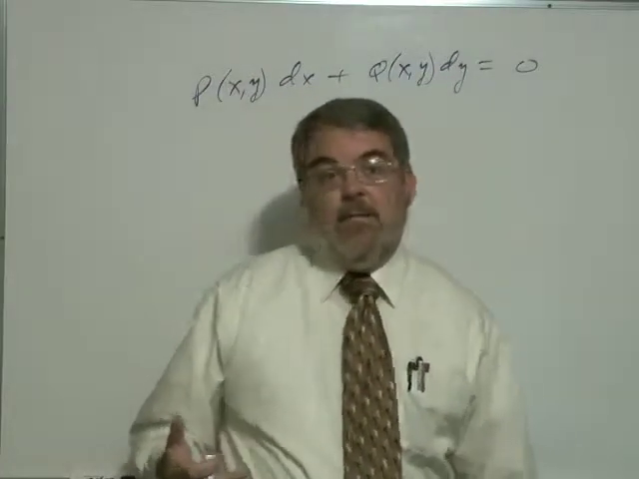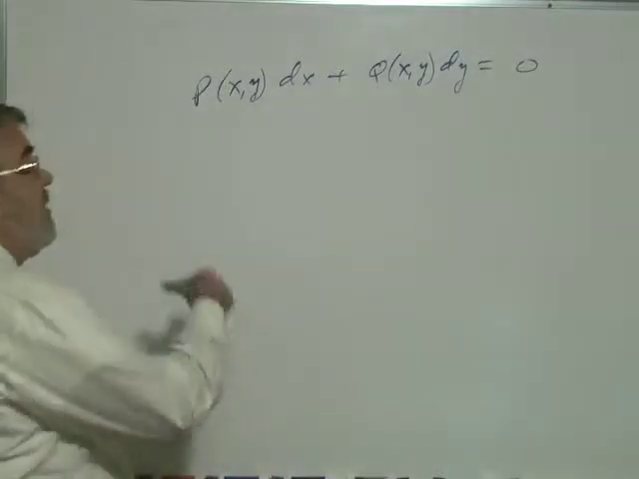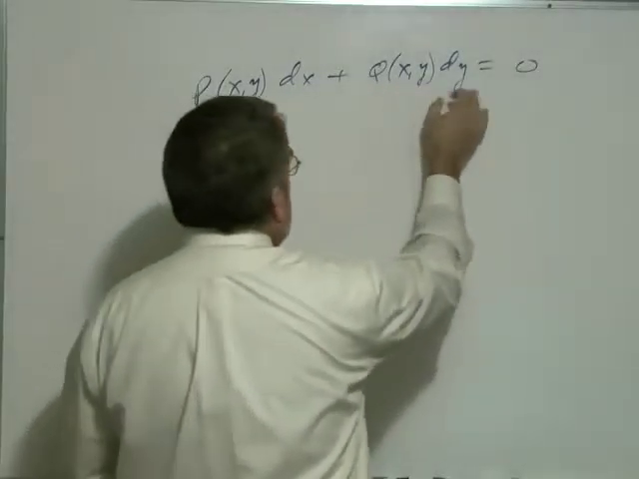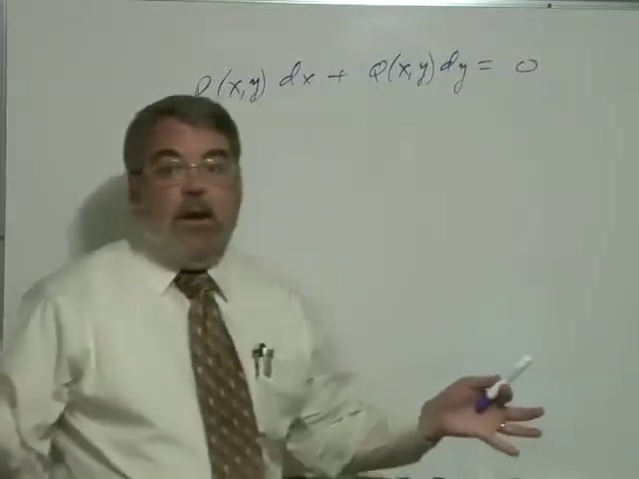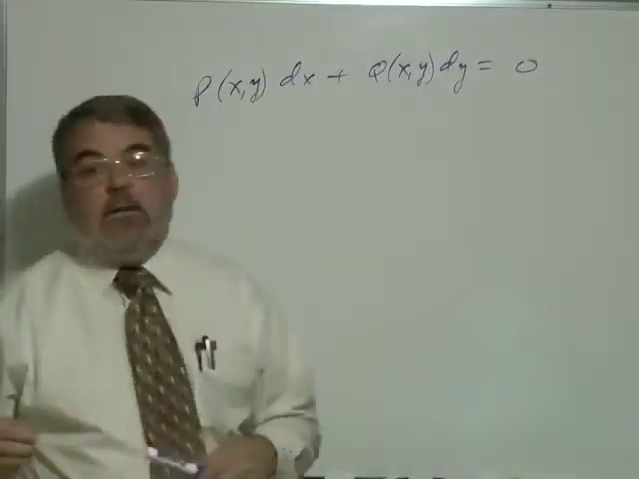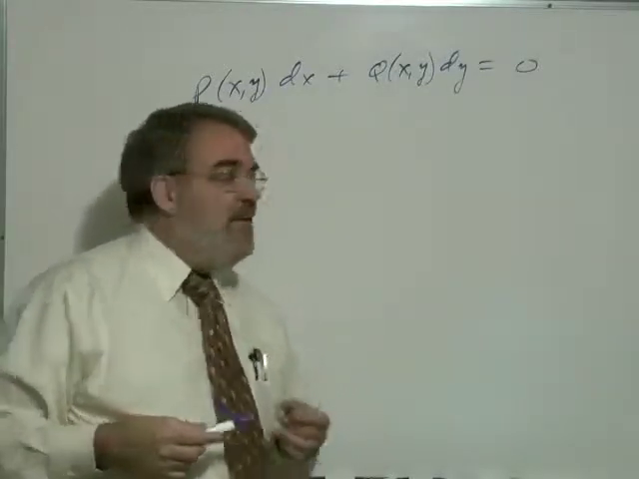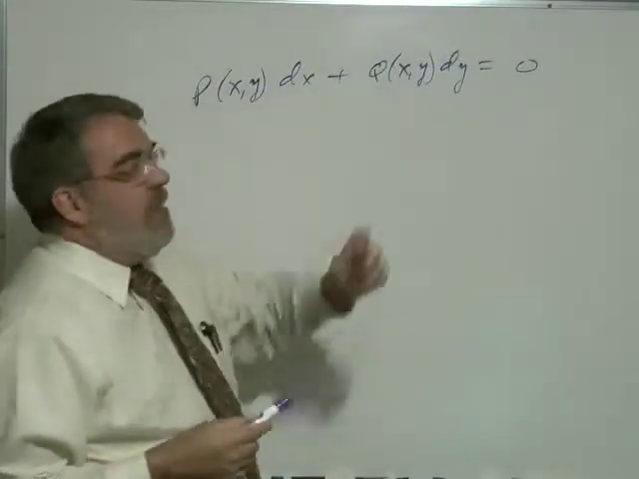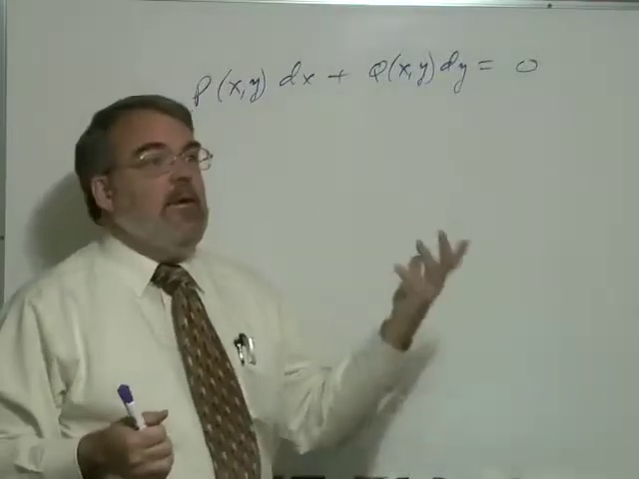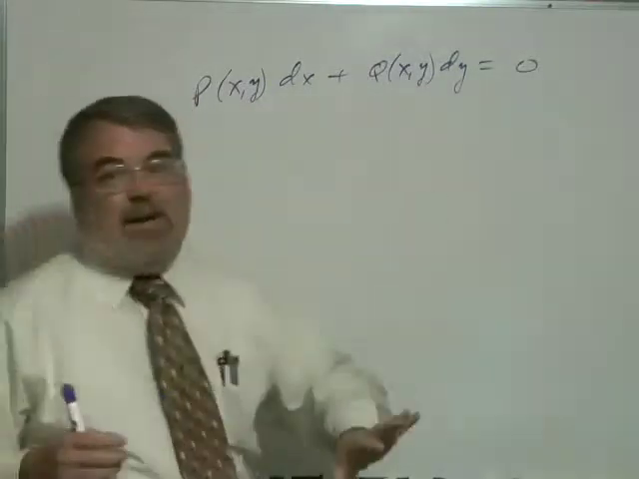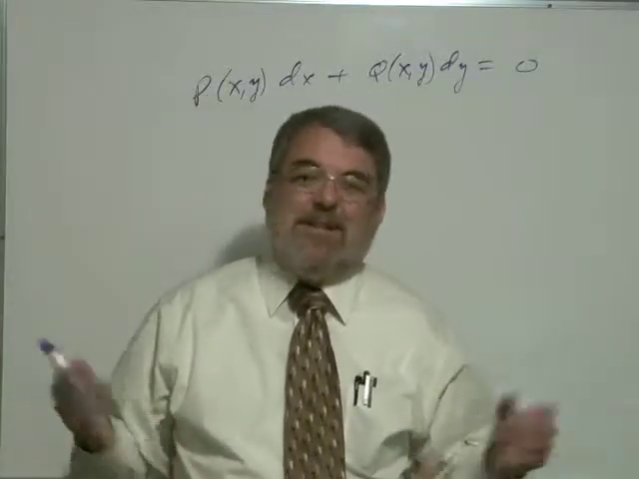Lately, we've been playing with differential equations of this form: P of x,y times dx plus Q of x,y dy equals 0. In our last topic, we studied the kind that were called exact differential equations, where these two come from partial derivatives of another function. Well, what if this is not an exact differential equation? What can you do with it?